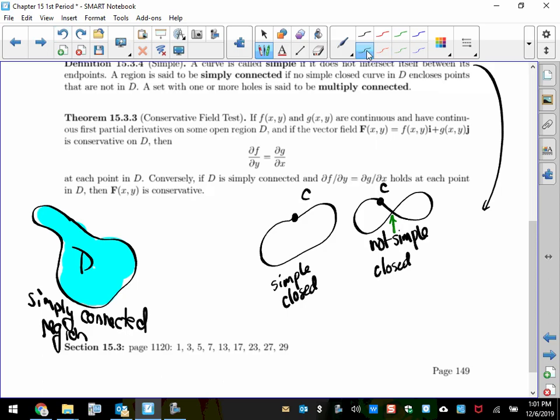But what if I have a region that looks something like this? So this is my region. Let's highlight it.